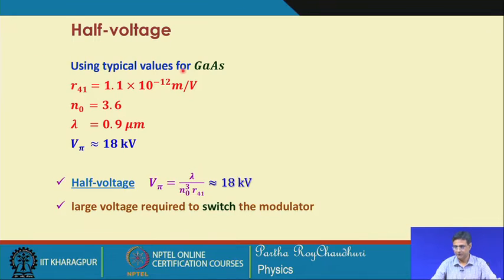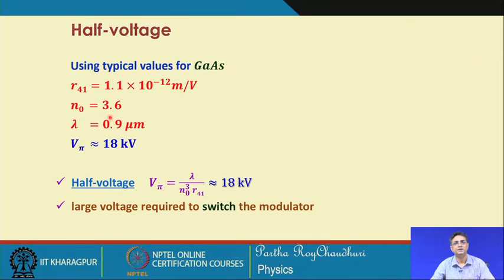So, let us use the typical values for gallium arsenide. These are the quoted values. We have shown that r 41 is equal to this, and n 0 for gallium arsenide is 3.5, 3.4, 3.6. Let us assume that this is 3.6, and if we use a wavelength of 0.9 micrometer, then the V pi value approximately comes out to be 18 kilovolt, which is a very large voltage, and it requires a very careful setup to handle 18 kilovolt of electrical voltage.